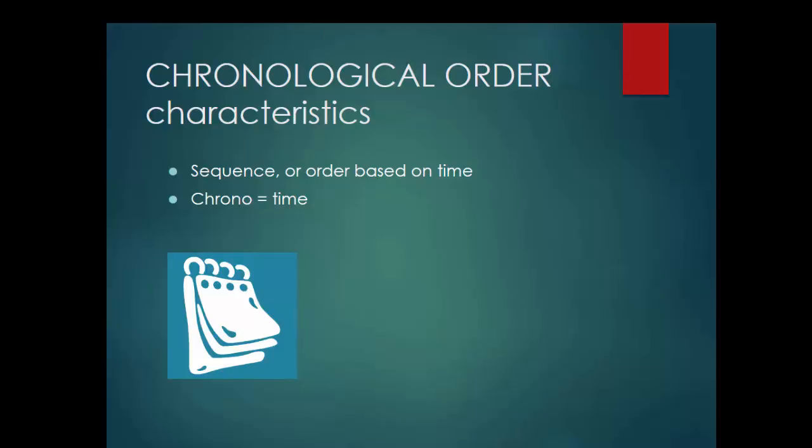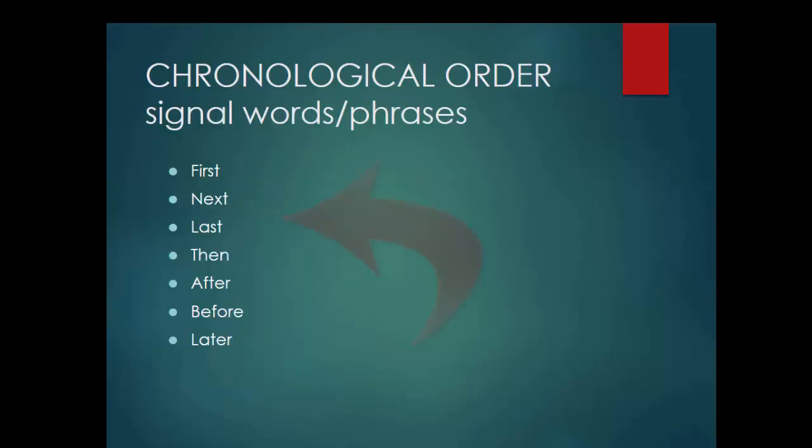And then last, chronological order or sequence. The characteristics there, the text is in a sequence or it's in order based on time. And chrono is a word part that means time, so that's how we can remember this one. Words and phrases to help you remember chronological order text structure would be words like first, next, last, then, after, before, and later. Mostly those time order words.